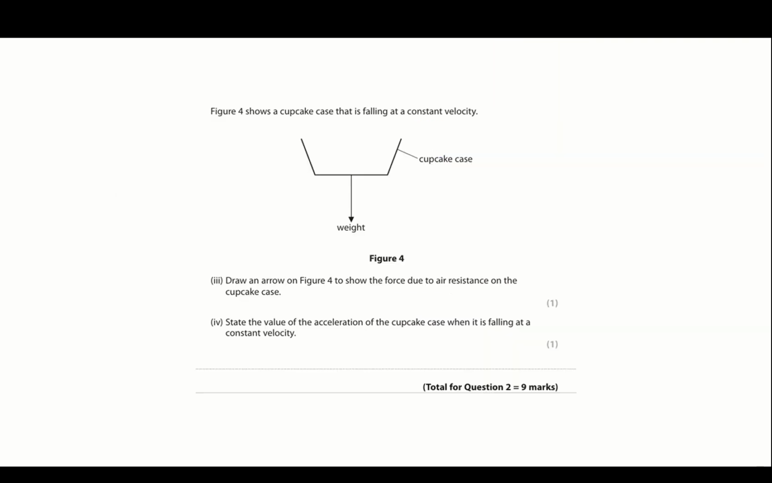Okay, the next one, figure 4 shows a cupcake case that's falling at a constant velocity. So that means that the forces are balanced. So draw an arrow to show air resistance. Well, air resistance is going to be equal and opposite, and that's because the forces are balanced. It's moving at constant speed. So an equal arrow upwards.